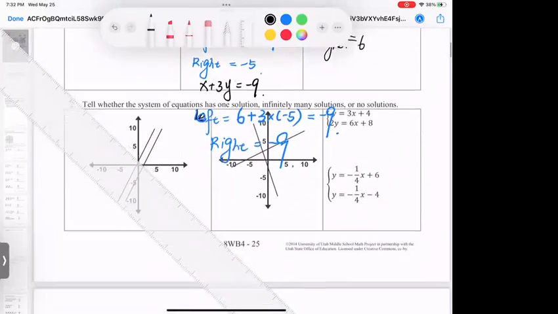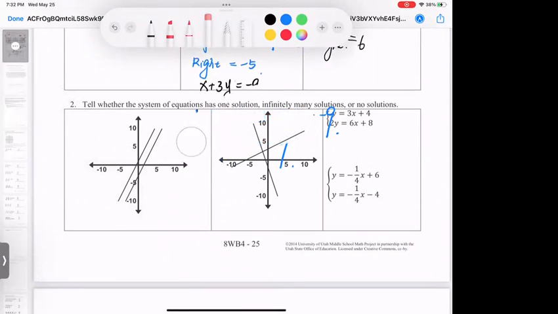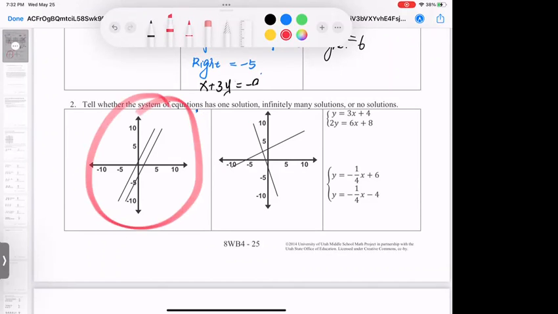Okay, so let's see. Michelle, are you here or not? I'm here. Okay, that would be great. Let's see question 2, Michelle. Tell whether the system of equations has one solution, infinitely many solutions, or maybe no solution. What about the first one? One solution? Oh, there is no intersection point. Oh, wait, that means infinite.